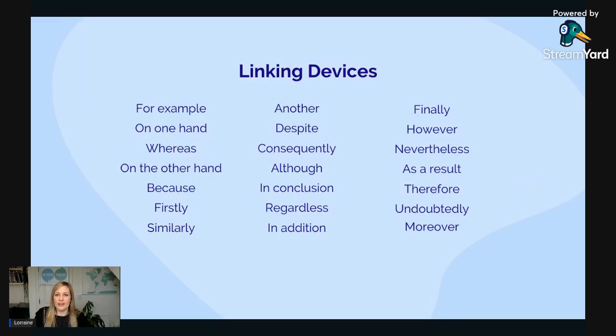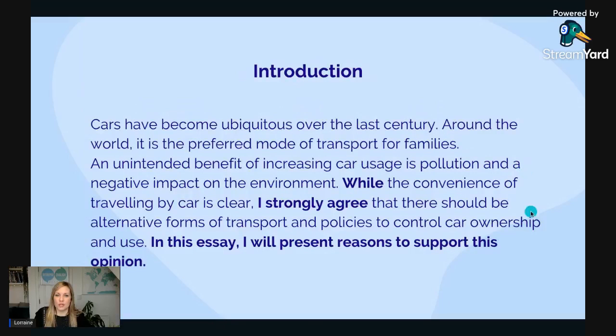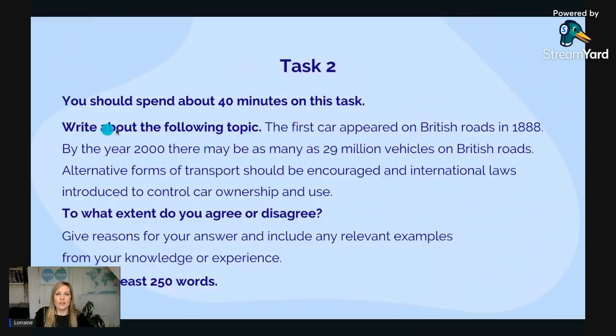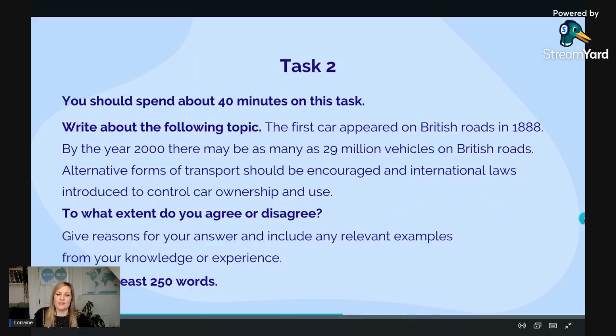But for today, here are some linking phrases that I'd like to focus on when we're looking at our model answer. So we'll start with the introduction here. Okay. We just go back to the question quickly. Remember, write about the following topic. We've talked about the British cars on the roads. And then it says, alternative forms of transport should be encouraged and international laws introduced to control car ownership and use. To what extent do you agree or disagree? And to give reasons.